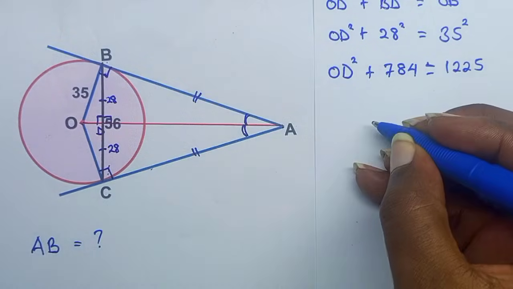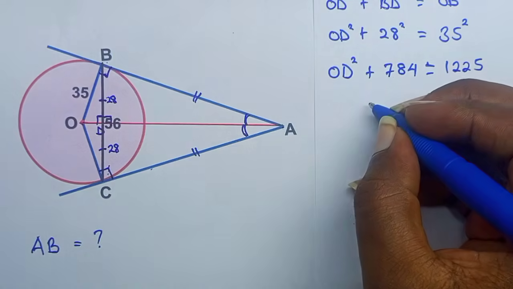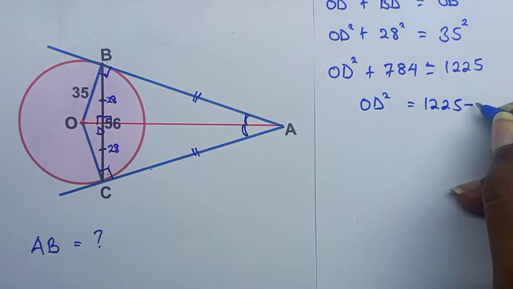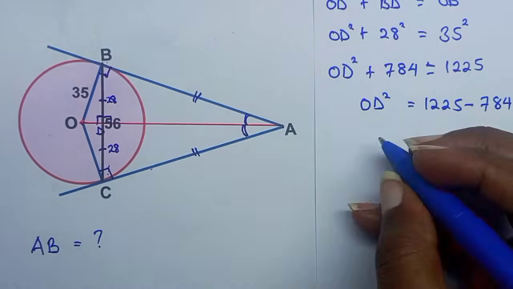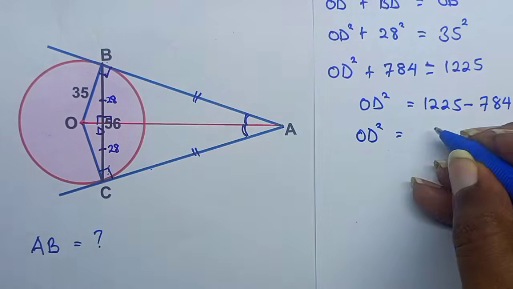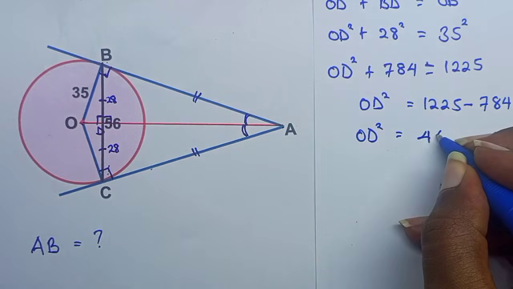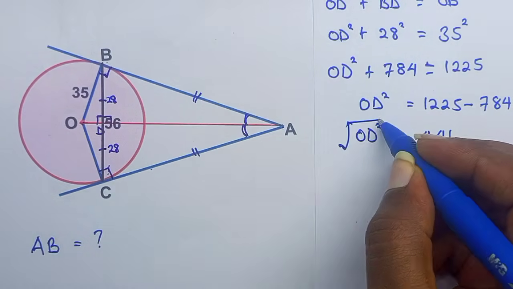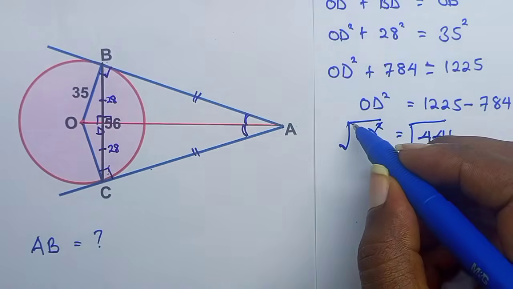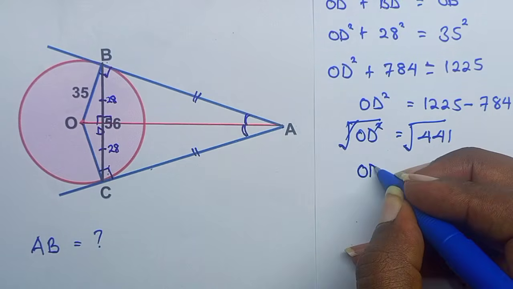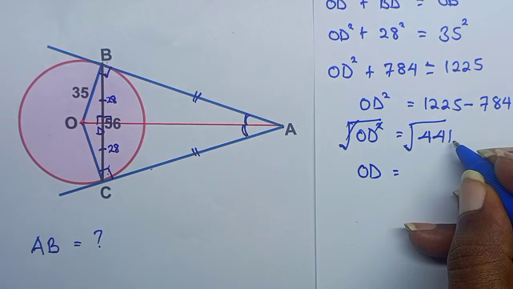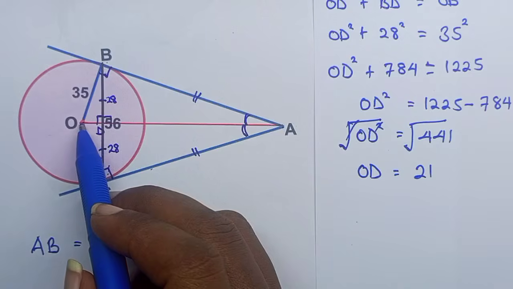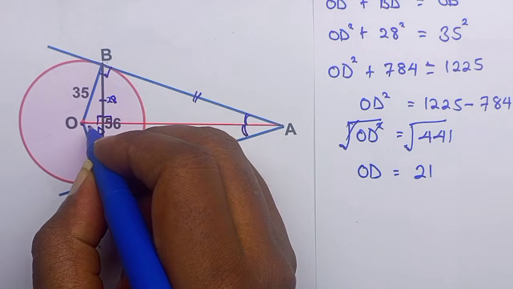Okay, so we take the 784 to the other side, so we shall have OD squared being equal to 1225 minus 784. So OD squared is equal to, this gives us 441. Now that we have a square here, we're going to find the square root on both sides to get rid of this square. And so we have OD being equal to the square root of 441, which is 21. Therefore, this length OD is 21.